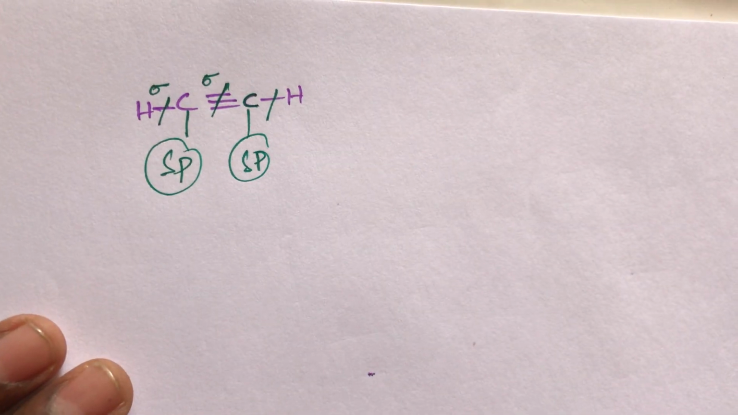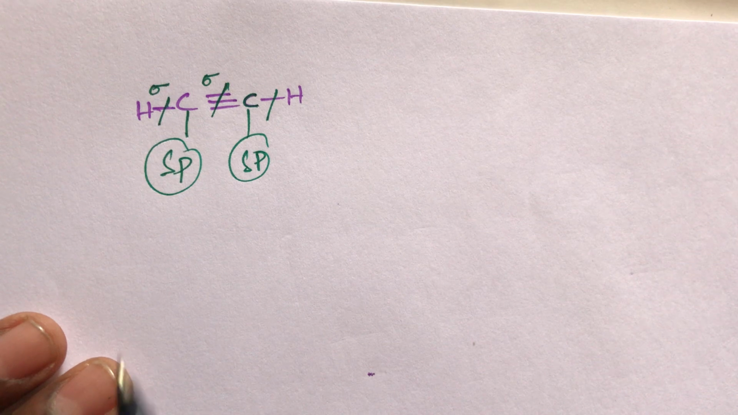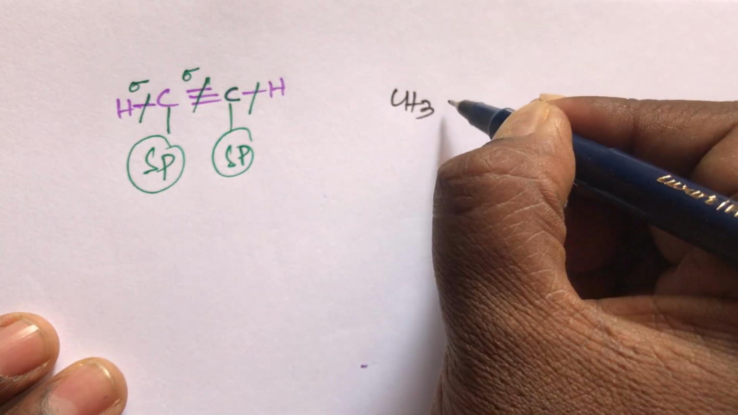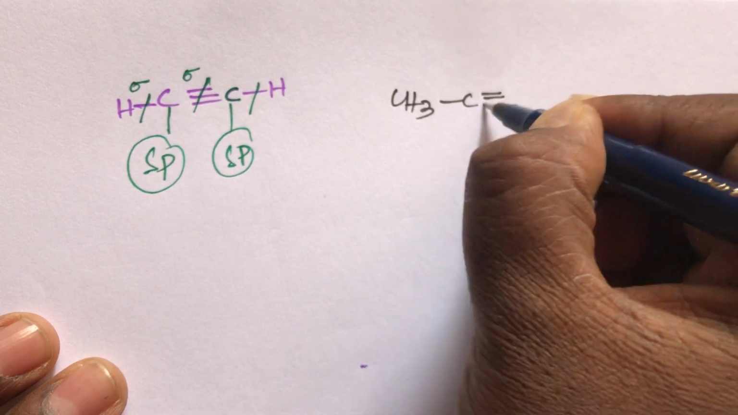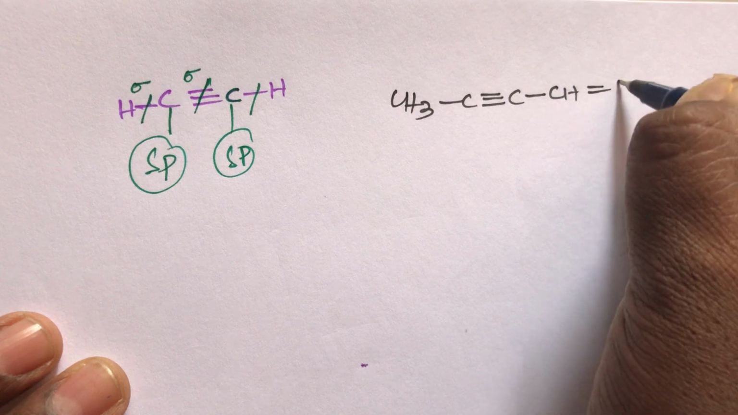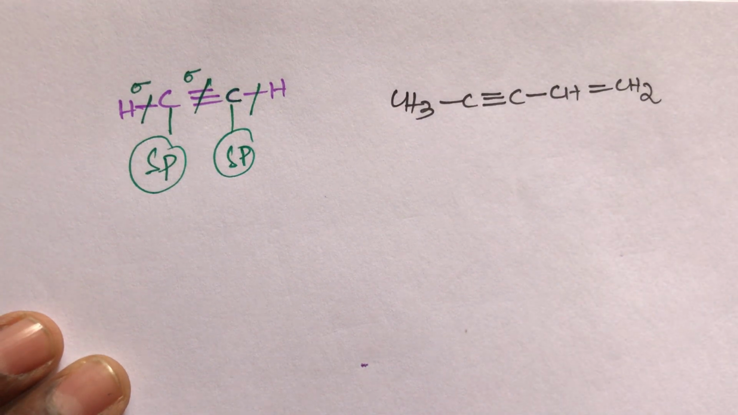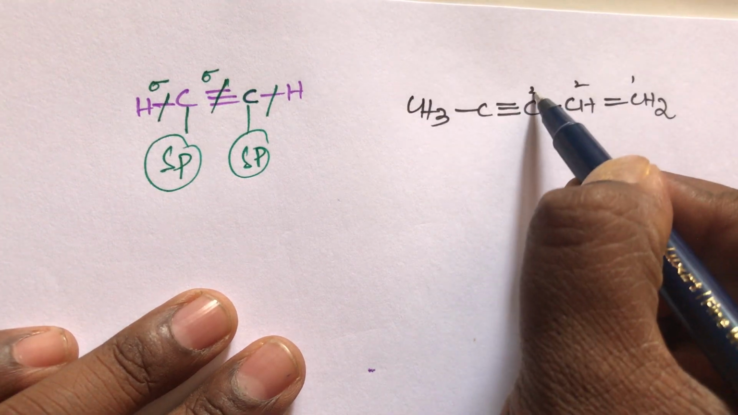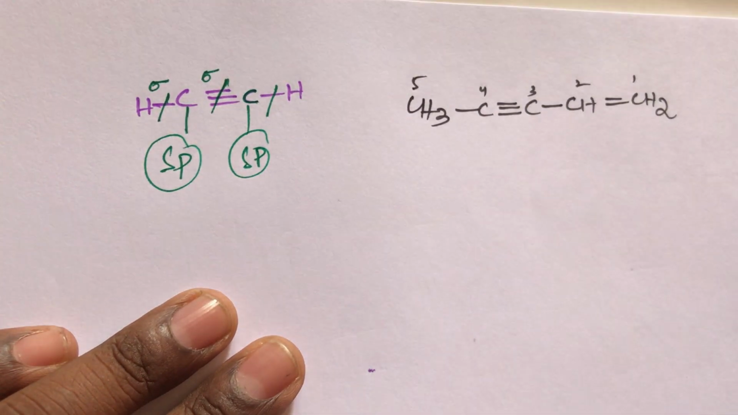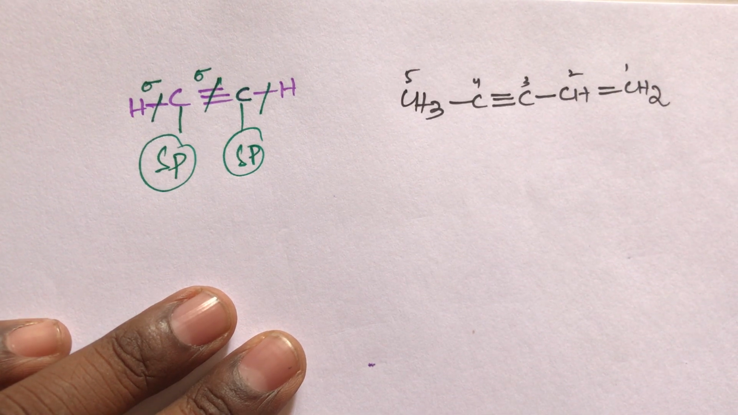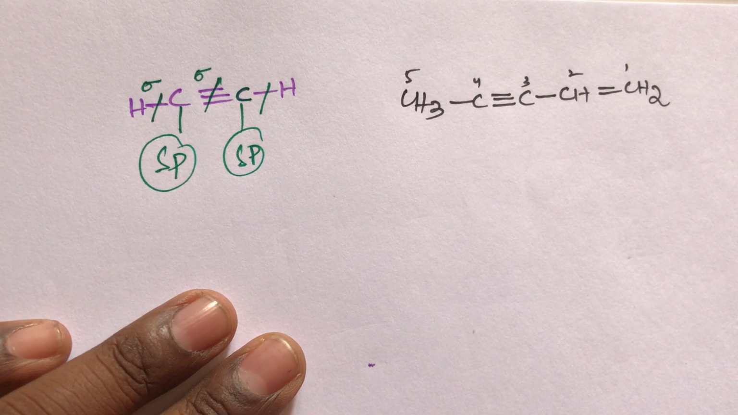Now take one more example, that is CH3 C triple bond C CH double bond CH2. This type of question is given, student. So here this is the first carbon, second carbon, third carbon, fourth carbon and fifth carbon. Find out each carbon's hybridization, student. I will give a simple trick, student.